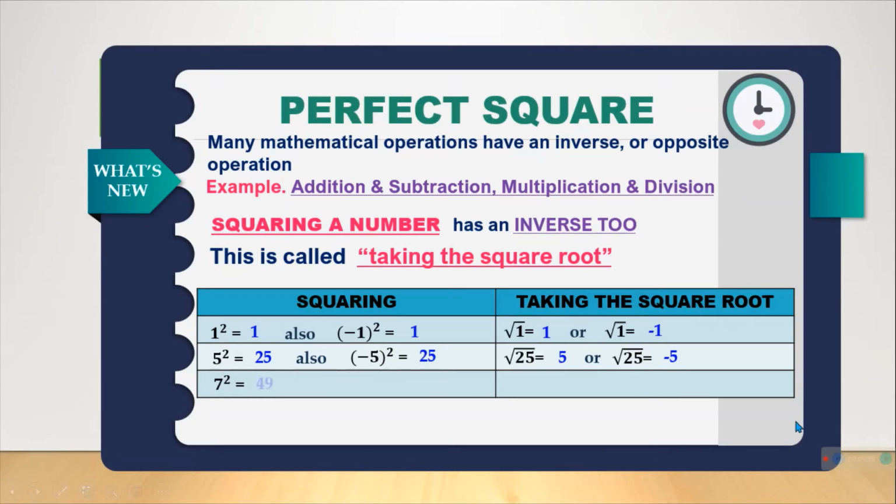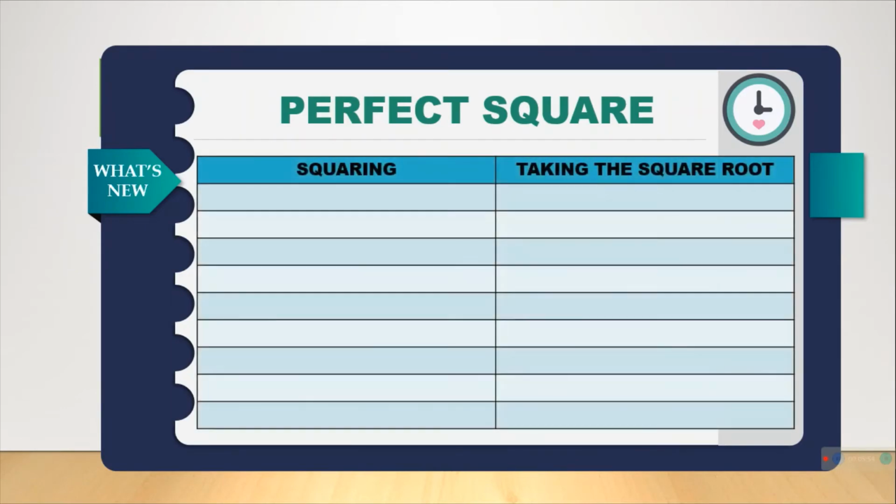Okay, 7 squared is 49. Also, negative 7 squared is also 49. So, the square root of 49 is equal to 7 or the square root of 49 is equal to negative 7. Next, these are the examples of perfect squares.